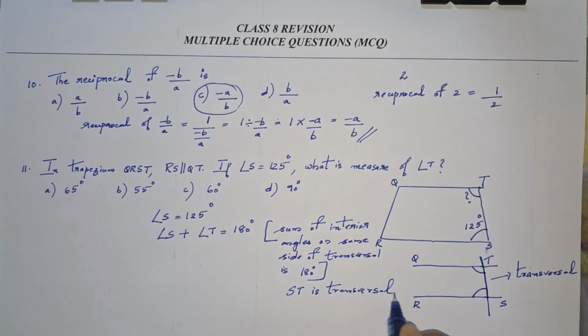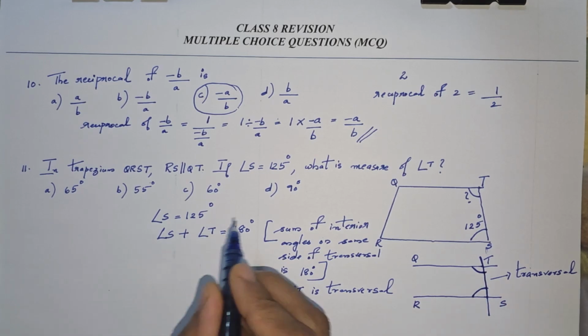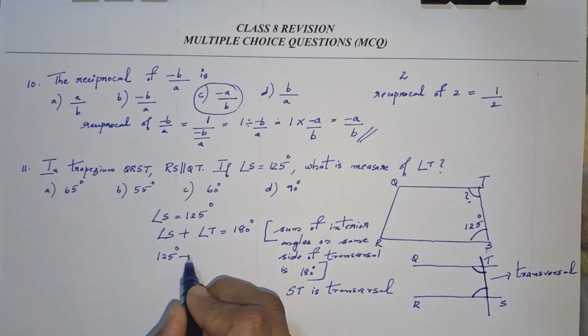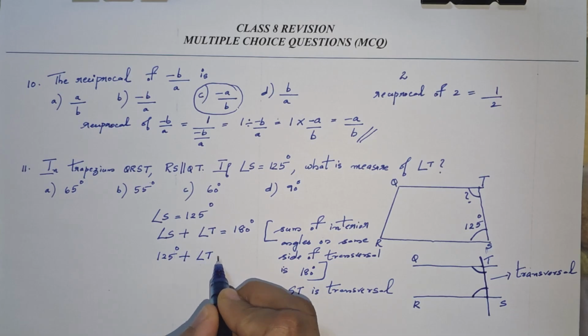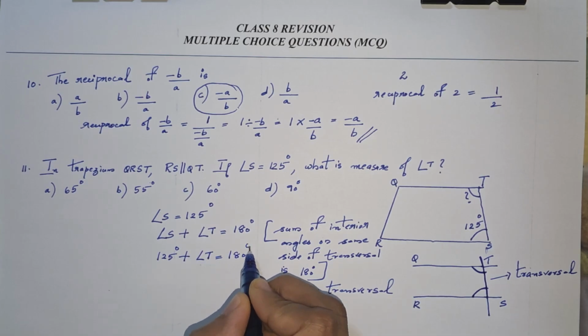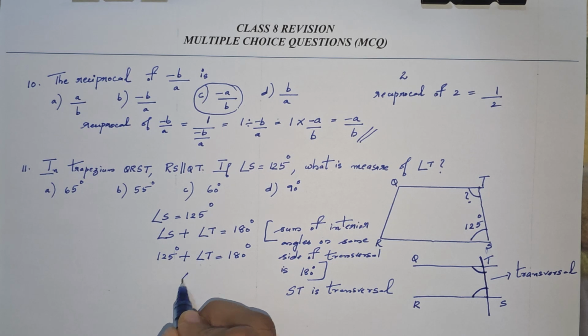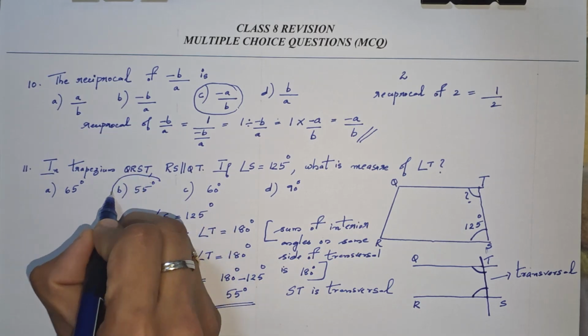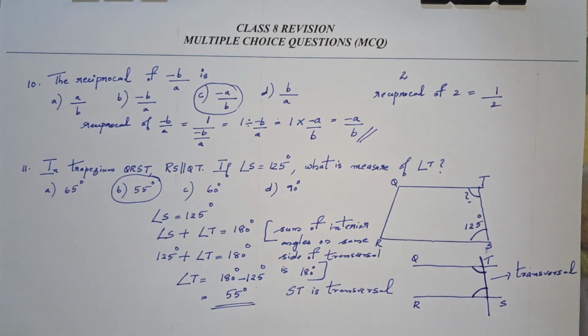So angle S plus angle T together will be 180 degree. Already we know that it is 125 degree. What is angle S? It's 125 degree plus angle T is unknown. That will give us 180 degree together when added. So what is angle T? That's equal to 180 degree minus 125 degree. Okay, final answer is 55 degree. Correct answer is option B, 55 degree.